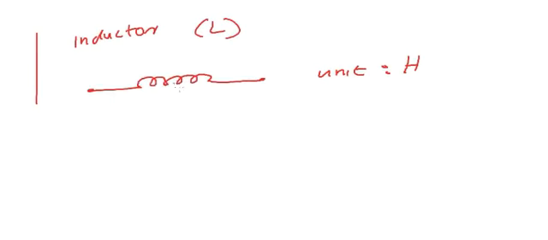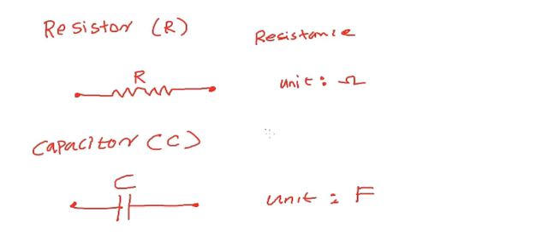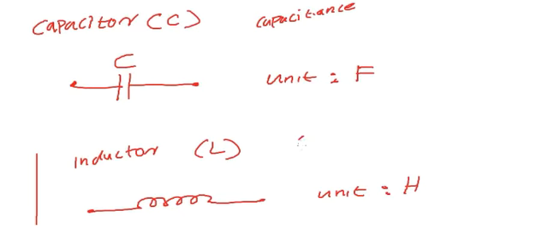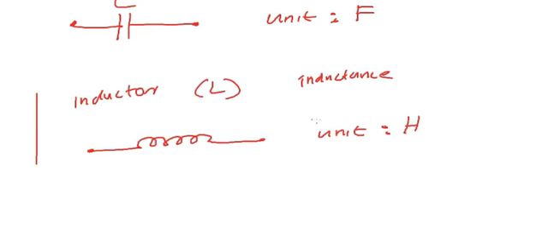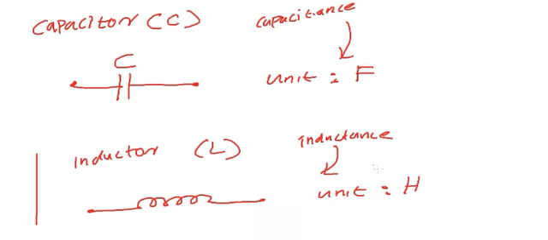One important thing you need to understand is that resistor is a component, and resistance is the property of the component; capacitor is a component, and capacitance is the property of that component; and inductor is a component, and inductance is the property of that component. Okay, the unit of resistance is ohm, unit of capacitance is farad, unit of inductance is Henry. I think it is clear for you.